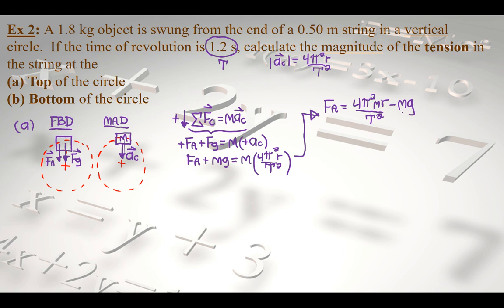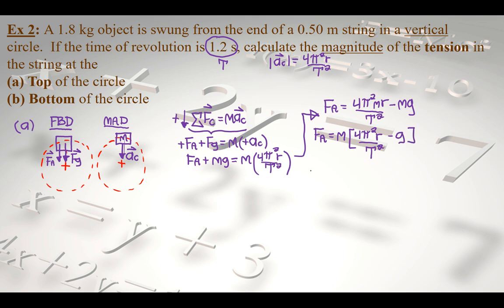Now, at this step, you could sub the numbers in and calculate it. But in addition to isolating for the variable that you want to solve for in terms of the other ones, I also want to simplify the expression as much as I can. There's just one extra thing I can do here to simplify this. You'll notice in both terms there's an m. I can factor that out. So FA would be equal to m, and if you pull that out, then you'd be left with 4 pi squared r over T squared, and then we're going to subtract g.